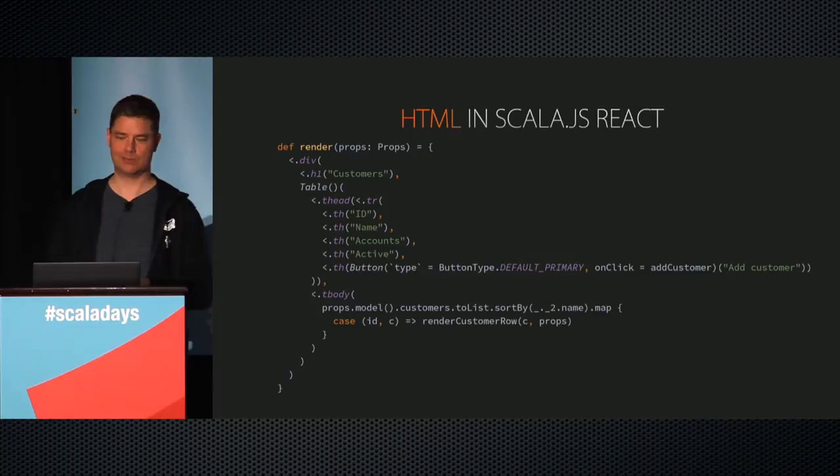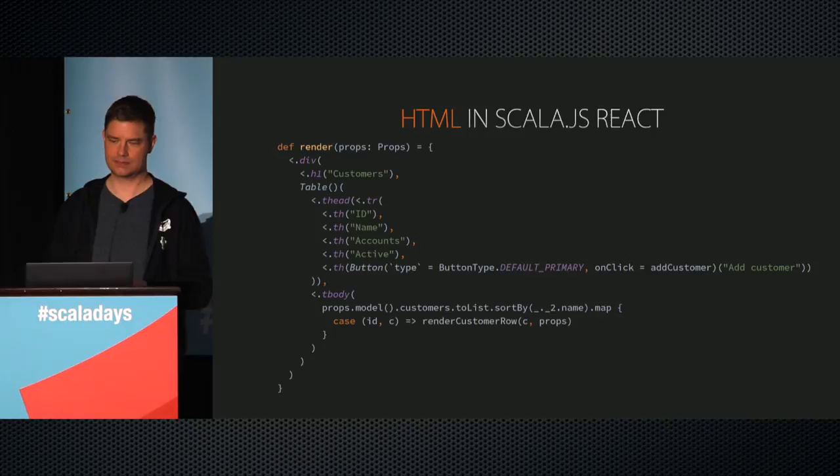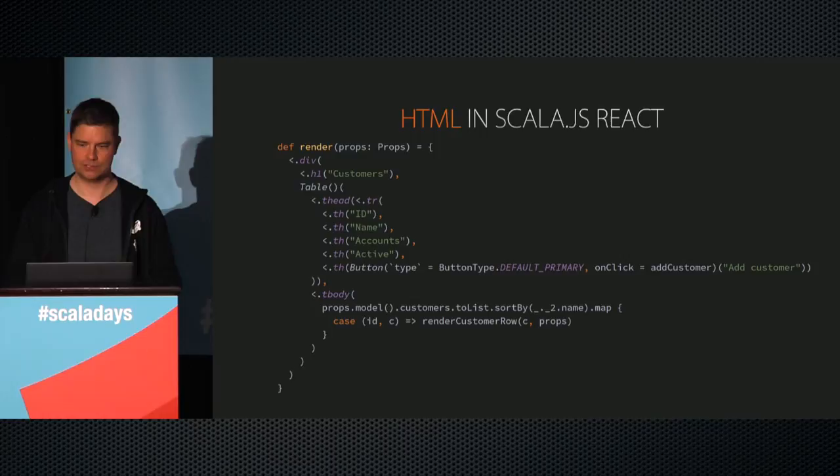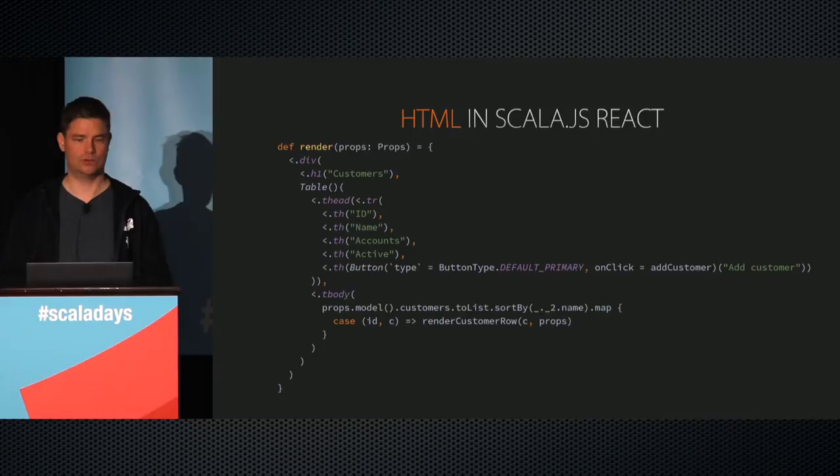What the HTML generation in Scala.js React looks like is like this. Basically, it's pretty similar to Scala tags or JSX that you would use in React. The angle bracket namespace prefixes are optional, by the way. You don't have to use them. But it gets the benefits of using type checking and all those other things.